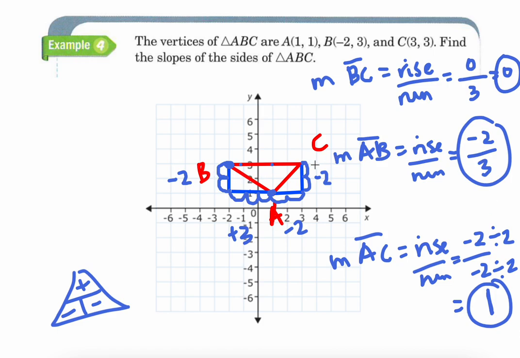A slope of zero for BC because it was just a horizontal line. Slope of negative 2/3 for AB. Oh, look at that. That's also decreasing. A line decreasing is going to be negative, so that checks out. And then AC is a line that's increasing, so that's why those two negatives cancel out to become a positive. So my answers make a lot of sense.